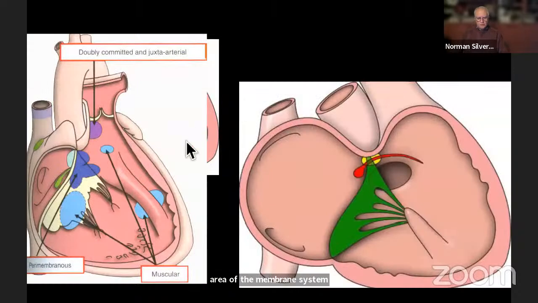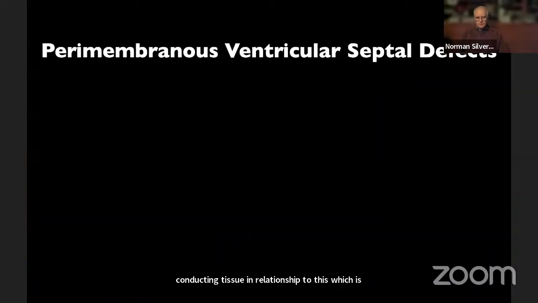And once again, the cartoons showing us the possibility of muscular, doubly committed and juxta-arterial, and membranous defects, and the muscular defects may be in the inlet septum, in the outlet septum, or in the trabecular mass. And here is the septum marginal trabeculation. And let us also not forget here, with yellow representing the intact septum, the position of the atrioventricular conducting tissue in relationship to this, which is important for the surgeons, but something that we can recognize for them.